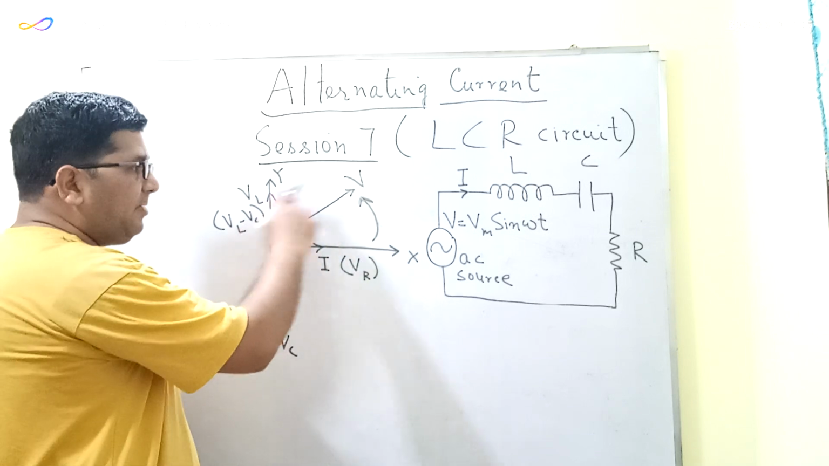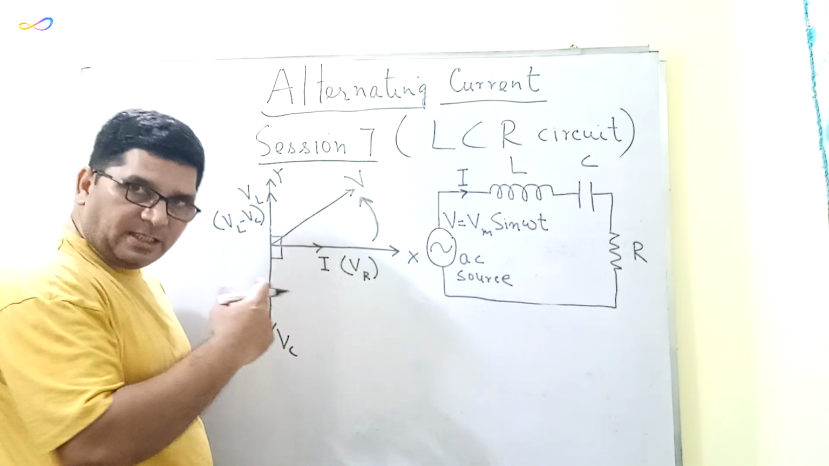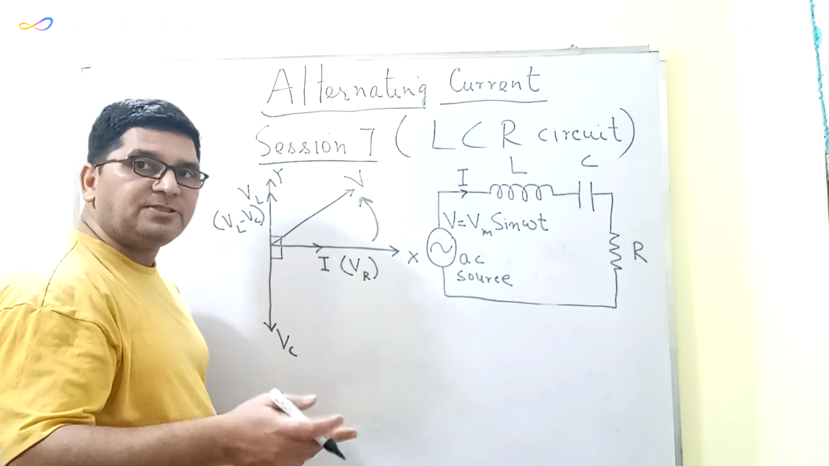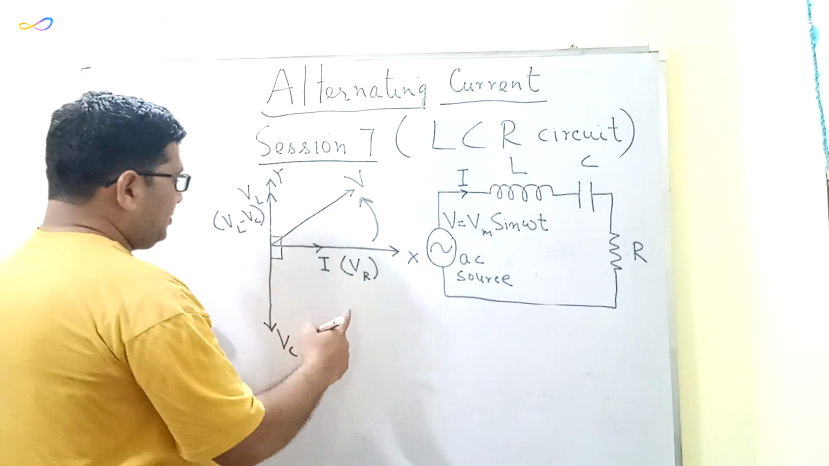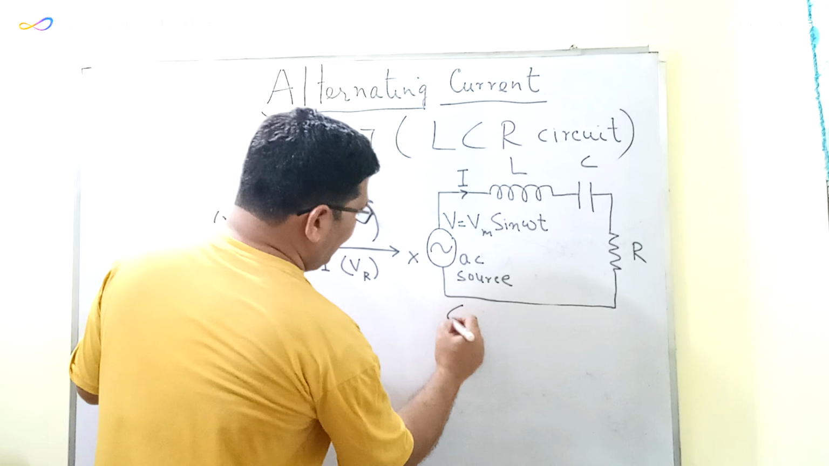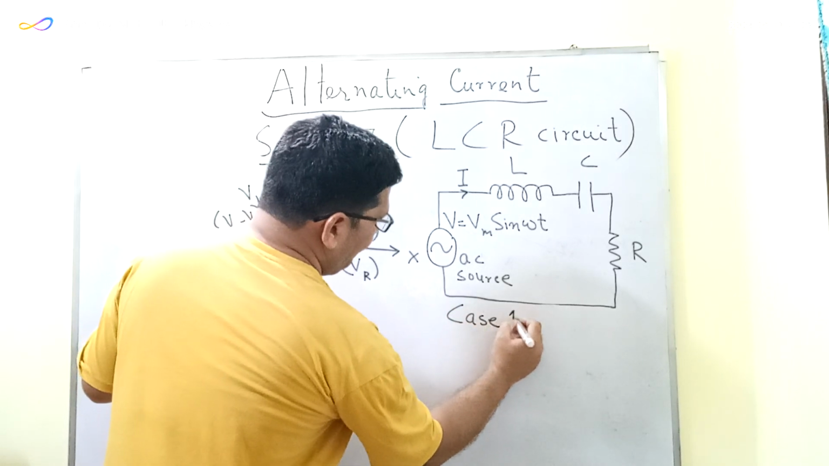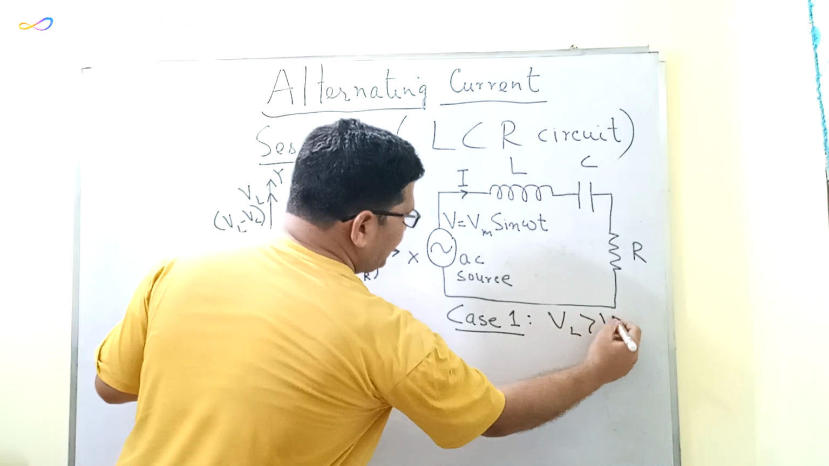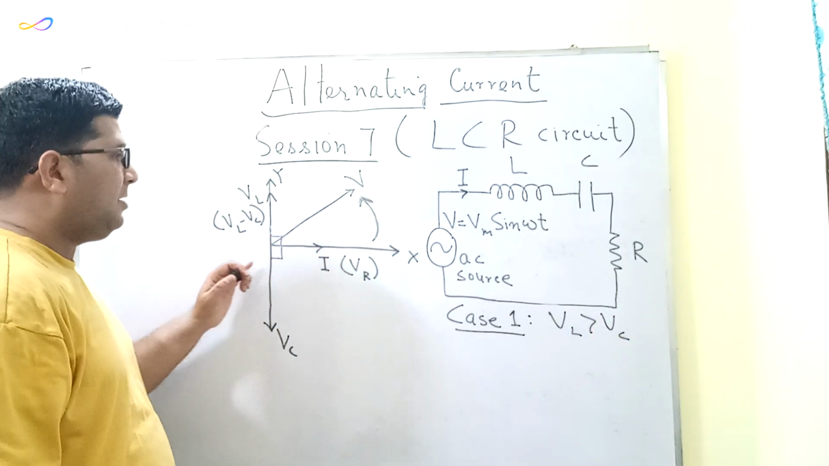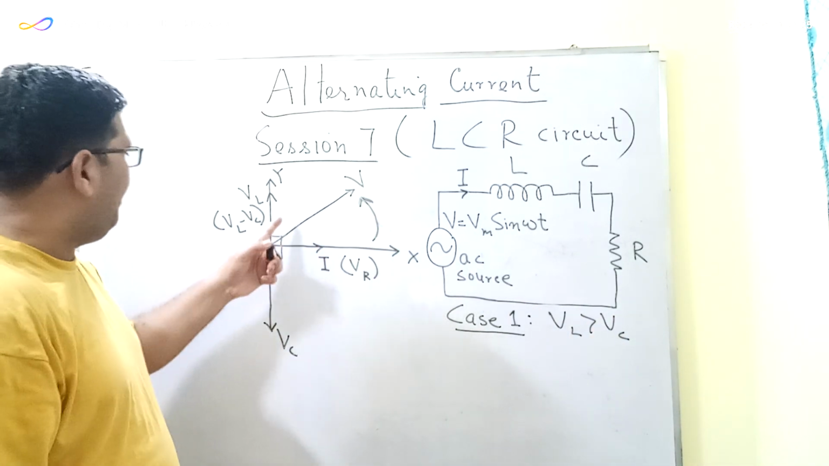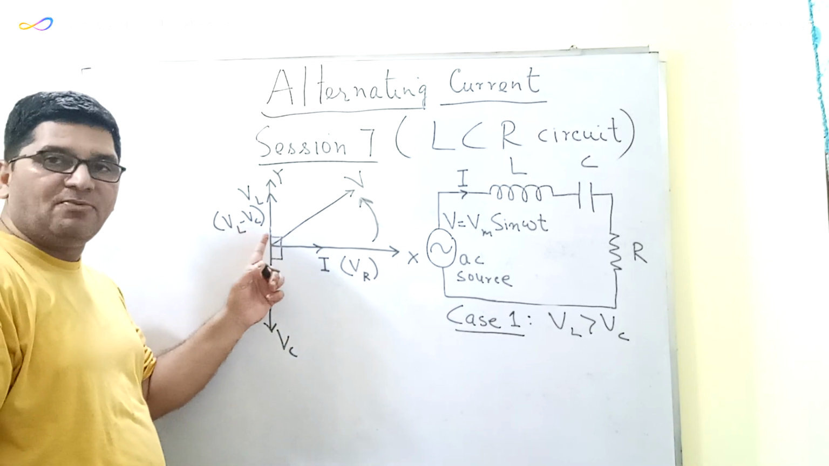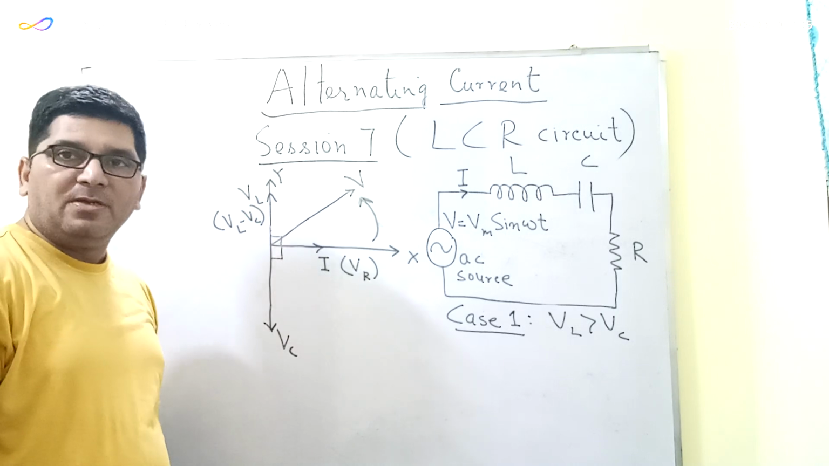So this phasor diagram has been constructed keeping in mind that the direction of rotation of the phasor is anti-clockwise. Let us consider case 1. In case 1, VL is greater than VC, so the net potential difference along the y-axis will be equal to VL minus VC, and VL minus VC will be acting along the positive y-axis.